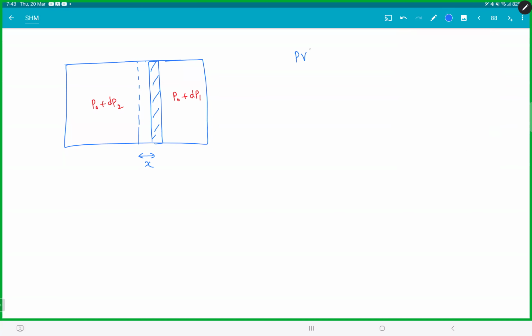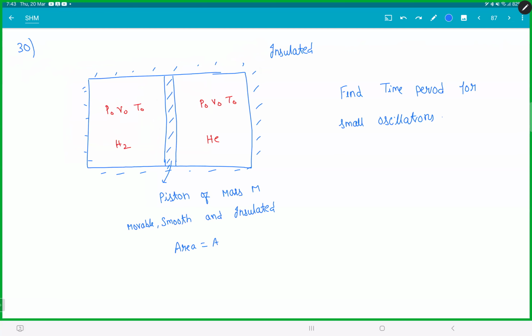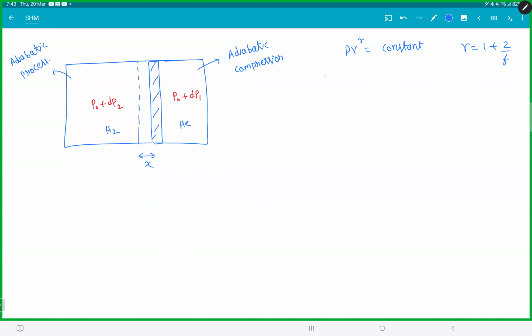Now I know for an adiabatic process, PV^gamma is constant, so this thing is an adiabatic compression. This guy will undergo adiabatic expansion. So end of the day, both are adiabatic processes. We know PV^gamma is constant, and gamma is 1 plus 2 by f, where f is the degrees of freedom. This side is helium and this side is hydrogen. Did I write it reversed? Right only. So I can find gamma, then differentiate this.